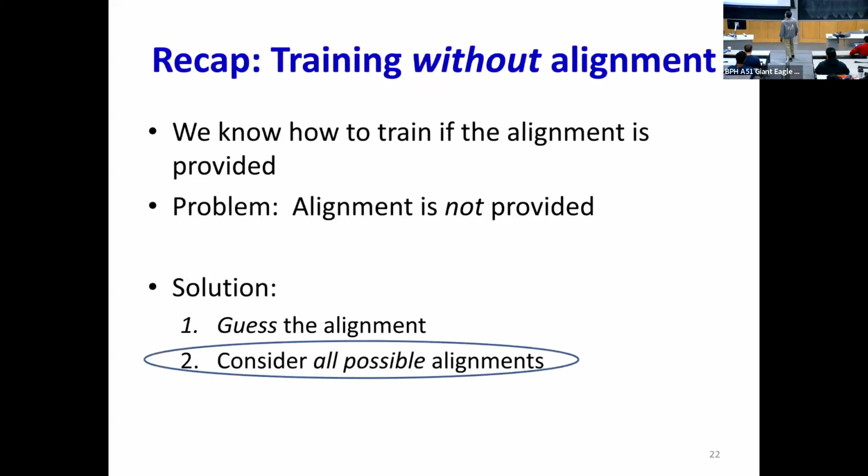So the second approach that we considered was to not commit to any particular alignment, but to actually consider all possible alignments. So what do we mean by this?